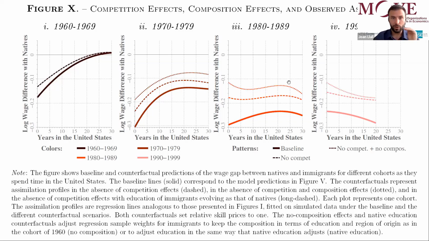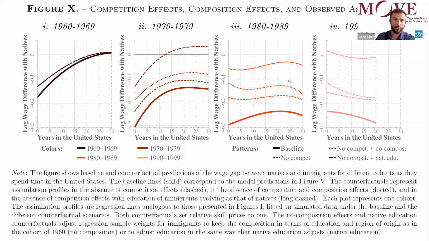That is, we're holding education of immigrants constant to the 1960s, but the education of natives has increased a lot over these years, okay? So actually, by holding constant the education of immigrants, we're making immigrants systematically less and less educated than natives, okay? So what we do next is another counterfactual in which, again, we remove competition effects. And on top of that, we make the education of immigrants grow at the same speed that we observe the education of natives grow over these years. So when you do that, this is what you get, okay?